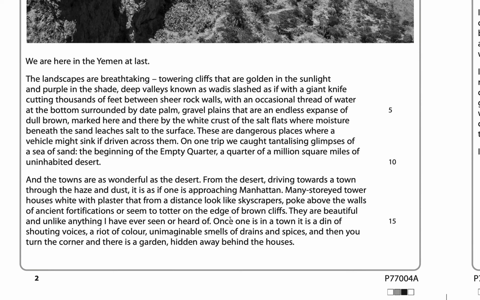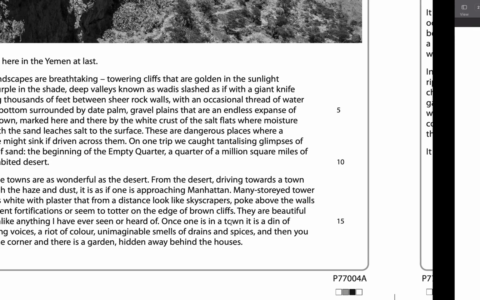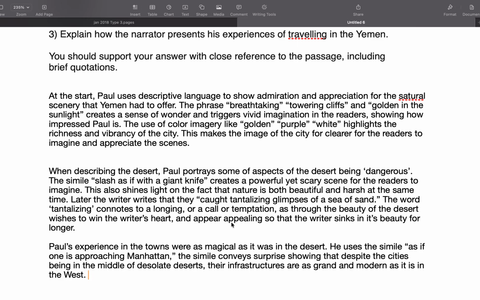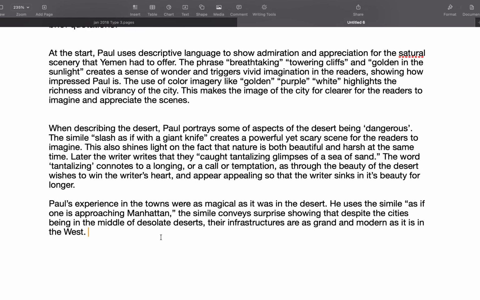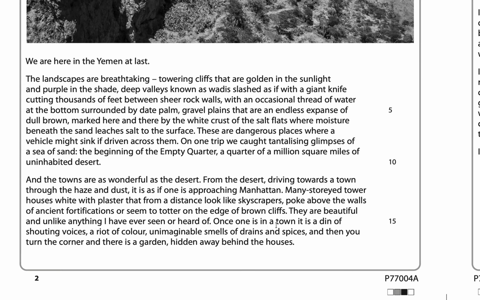There it is. This is a list. Do you guys notice? This is a very long list, but it's a list nonetheless. One town is blah blah blah. That's one part. A void of color, unimaginable smells of drains and spices. And when you turn the corner, so that is a list. So he's listing all this stuff. One of the things he lists is this over here.